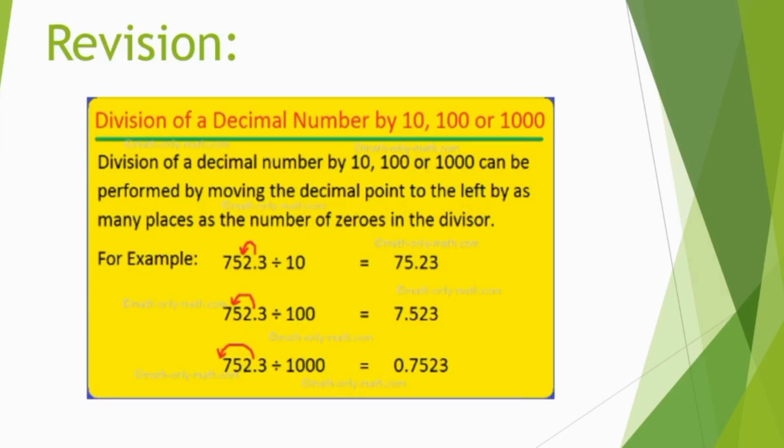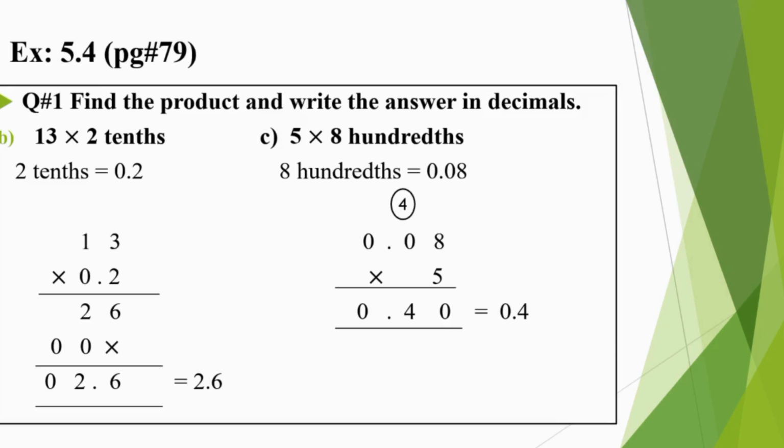Now let's start our exercise number 5.4, page number 79. Question number 1 is find the product and write the answer in decimals. B part, 13 multiplied by 2 tenths. Basically a whole number is multiplied by a decimal number. 2 tenths is equal to 0.2 because tenths means divided by 10. It means 2 over 10, which is equal to 0.2.